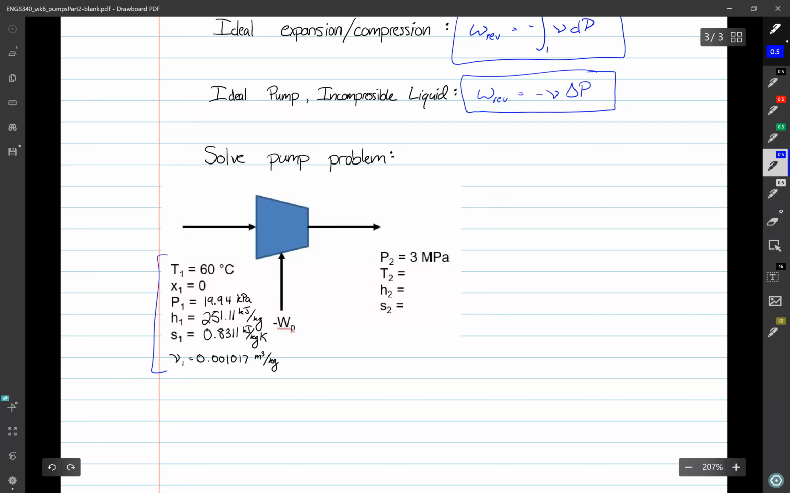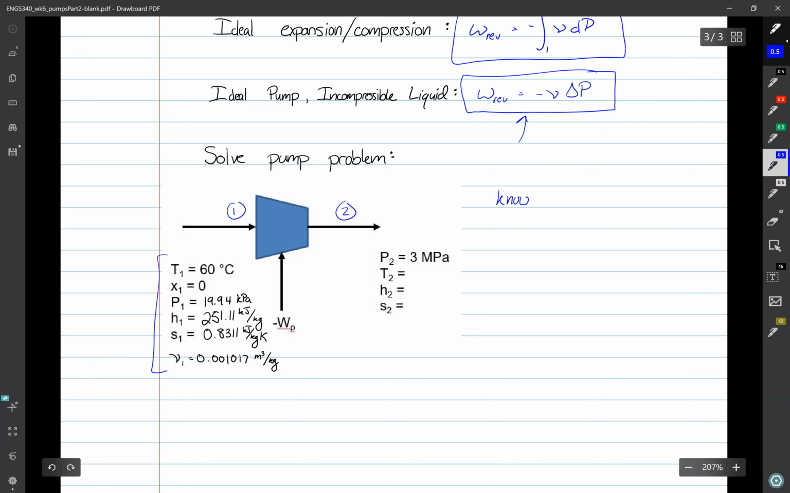I went through and wrote down some of the properties of the incoming stream, stream 1. And we're going to find the key properties for the second stream, stream 2, just like we did in the last example, except this time we're going to use this equation for an incompressible liquid. We do know something about the process. We know that this is an ideal pump.